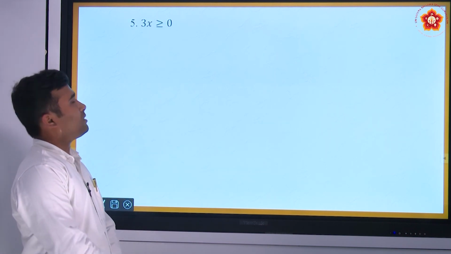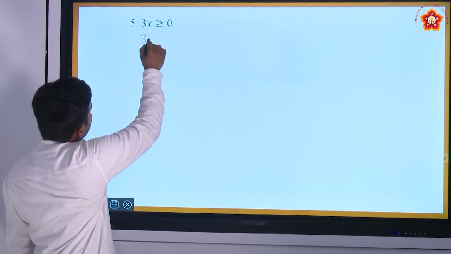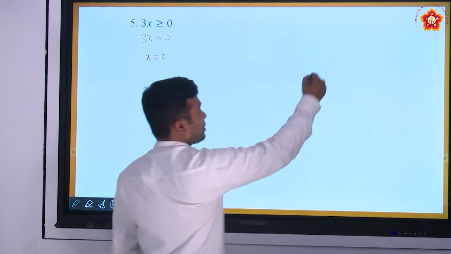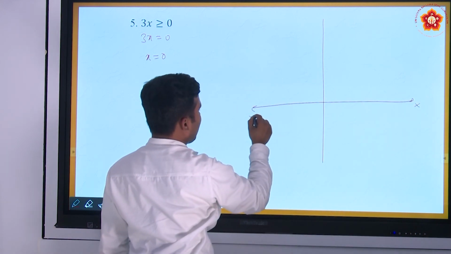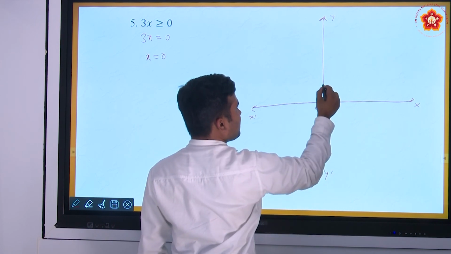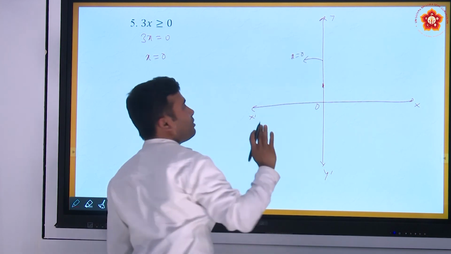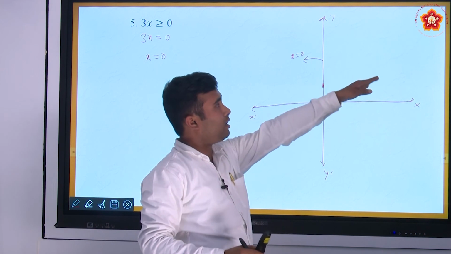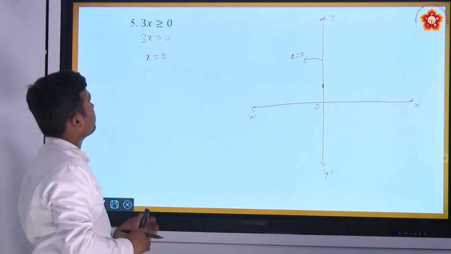Another one, 3x is greater than or equal to 0. See, this 3x is equal to 0, or x equal to 0, understand? Where x equal to 0 is exactly on the y-axis, right? X dash, y dash, origin. This is x equal to 0. But now tell me whether the solution lies this side or this side, left of the y-axis or right of the y-axis. We need to check that.